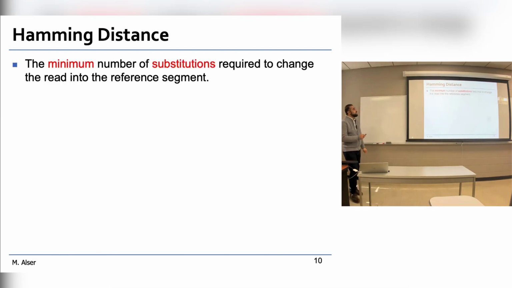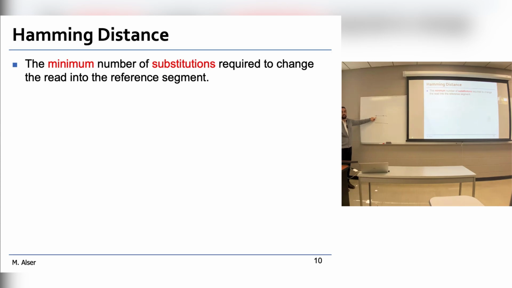So how does it work? It is the minimum number of substitutions, and this is very important, substitutions only, required to change the read into the reference segment. If I give you one example of a text and another text, where this is the correct version and this is the distorted version, and I ask you how many errors happened along the way when I transferred the data, Hamming distance says you need to count how many substitution errors happened. Substitution means just replacing one character by another, okay?